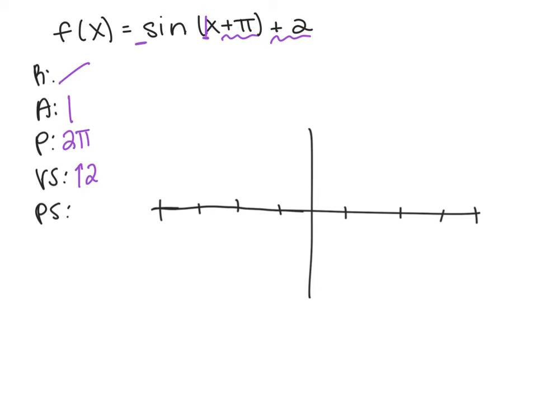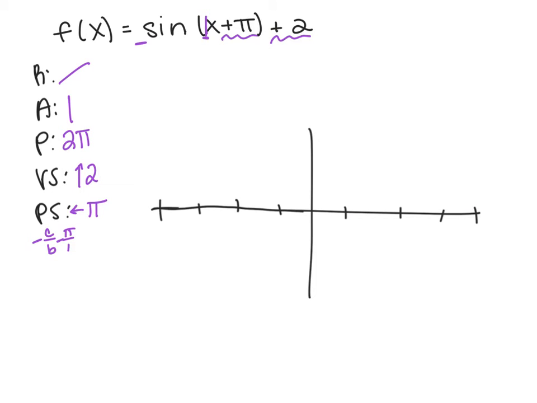So phase shift is always c over b. In this case, our c is pi. Our b was 1, which means we just have a phase shift of pi. Since it is addition, that means we're moving left pi. Again, when I wrote it out earlier, I said it was opposite of c over b. So that way you can think of the phase shift as we're going to start at negative pi. Another way to think about it.